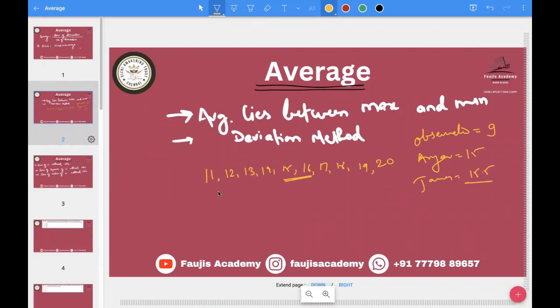So in this one, how many observations do we have? 10. We cannot conclude for sure which one is the middle one, so your 5th and 6th are the middle ones. So find the average. If you look closely, there is also a middle number over here which is not explicitly written, which will be your 15.5.